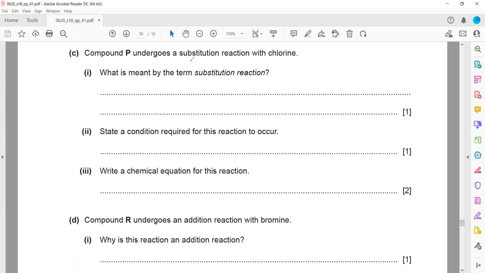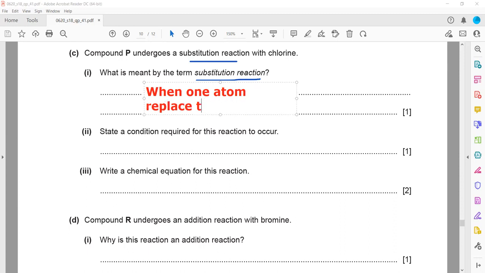Compound P undergoes a substitution reaction. What is the definition of a substitution reaction? The definition of a substitution reaction is when an atom or group of atoms is replaced by another atom or group of atoms, we call it substitution. So when one atom replaces another atom from the compound, we call that a substitution reaction.